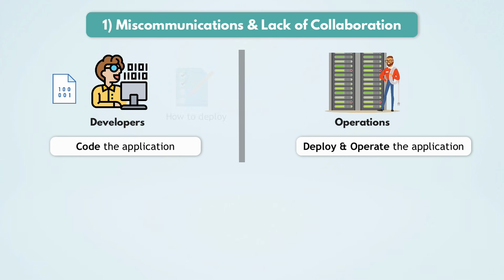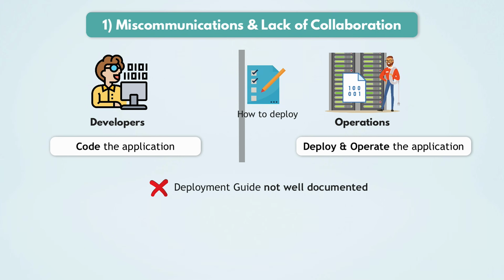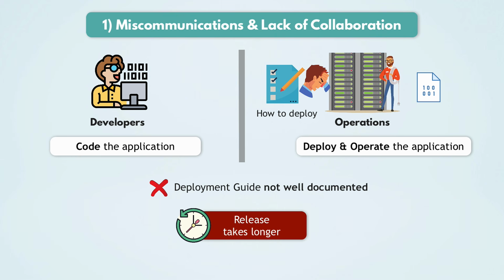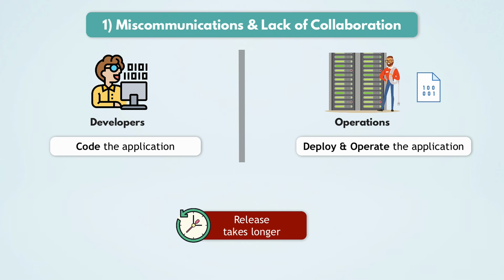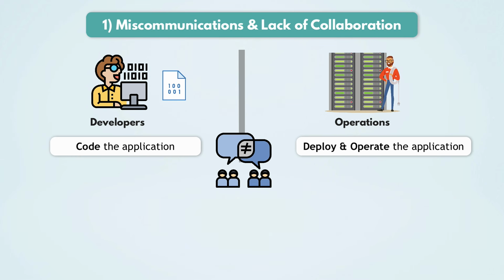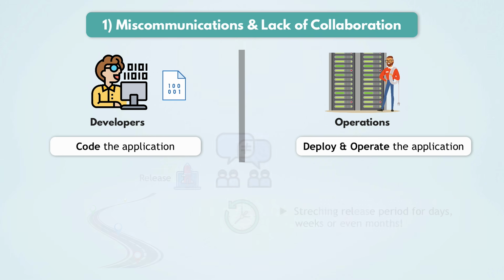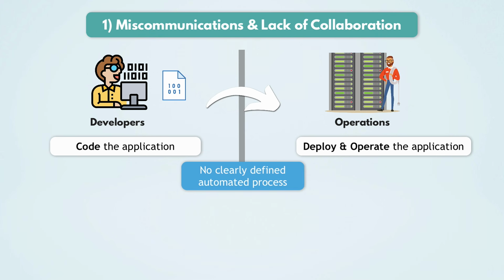Developers finish coding, but the deployment guide for the operations team is not good enough or well documented enough. So the operations team struggles deploying it, so the release takes longer. Or developers finish coding, but the feature cannot be deployed because it has a lot of issues, so operations throws it back with improvement suggestions. This kind of miscommunication could cause stretching the release periods for days and weeks, and in complex, badly maintained projects, maybe even months. So between the developer being done with the feature and operations starting to deploy it, there is no clearly defined automated process of handover.